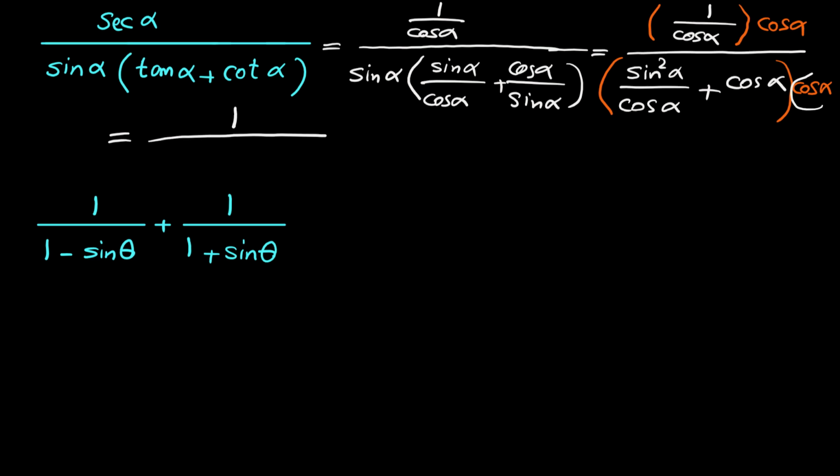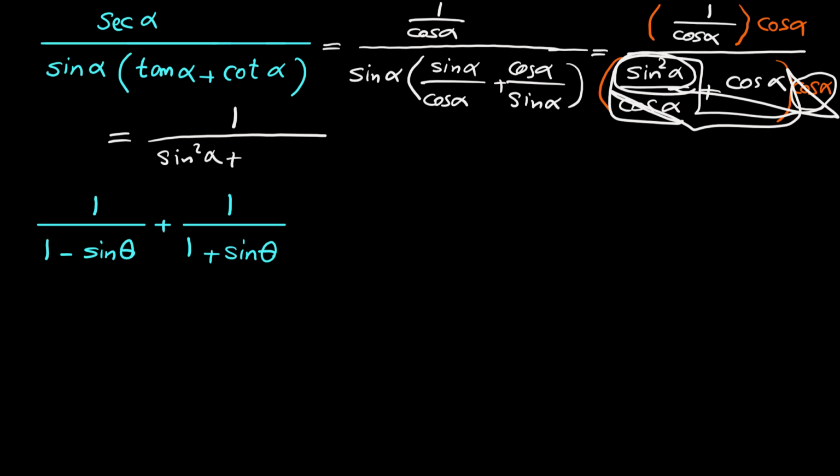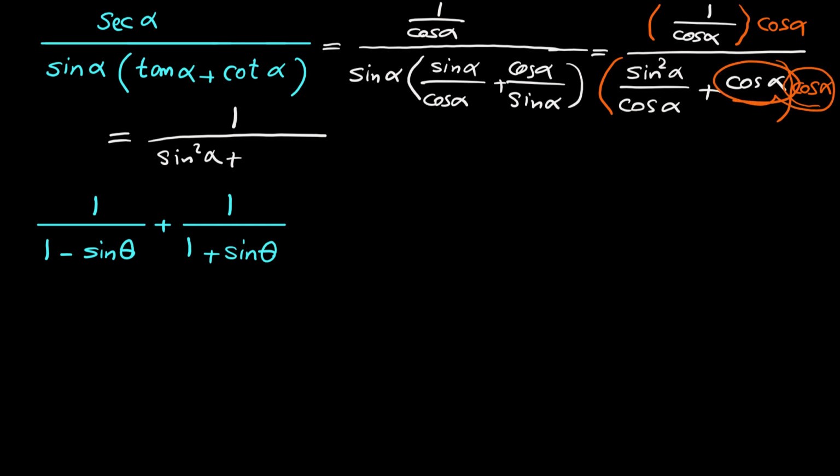Now look at the denominator. When we multiply cosine by this, cosine with cosine cancel, and we have sine to the 2. And when we multiply cosine alpha by cosine alpha, we have cosine to the 2 alpha. Look at the denominator. Sine to the 2 plus cosine to the 2 is 1. So this equals 1 over 1, which is 1.